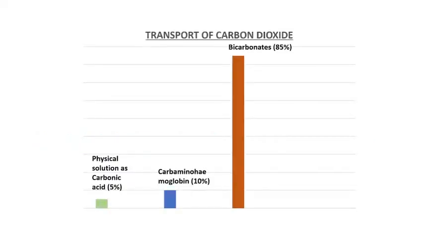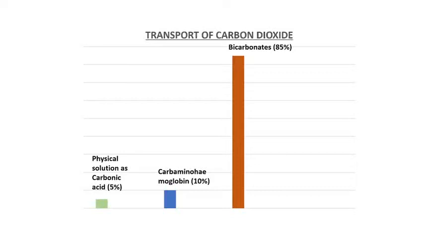We have learned that carbon dioxide in the blood is transported in three forms. One is in physical solution as carbonic acid, that is, about 5% of carbon dioxide is transported in the form of carbonic acid dissolved in the blood plasma. The second form is as a hemoglobin compound, that is carbaminohemoglobin. About 10% of carbon dioxide is transported combined with hemoglobin as carbaminohemoglobin.